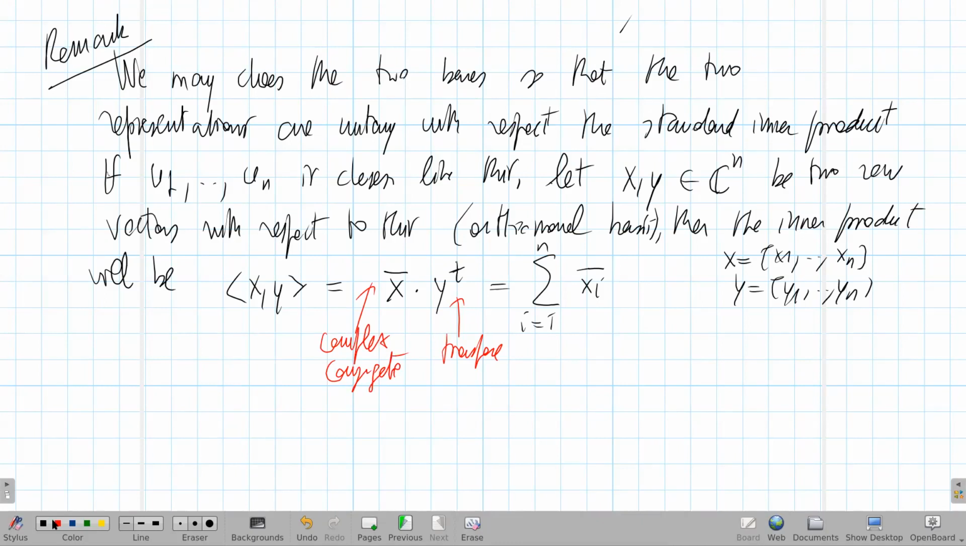Okay, and times yi, okay? So the transpose is because in terms of vectors, I have here the row vector x transpose, and so x conjugate, and if I transpose y, which is also a row vector, I obtain a column vector, so I can multiply them, because you can multiply this row by this column and you get this. Okay, so you have this.